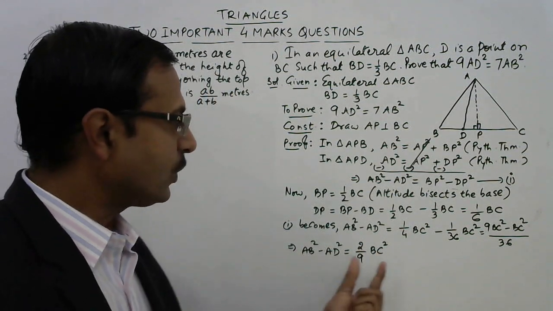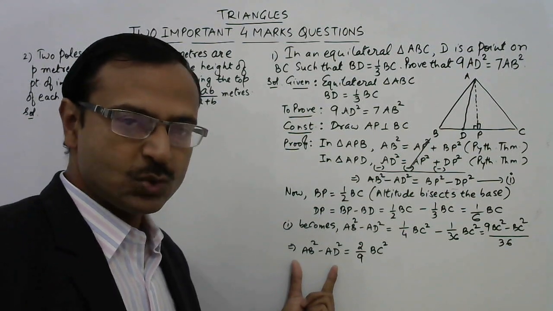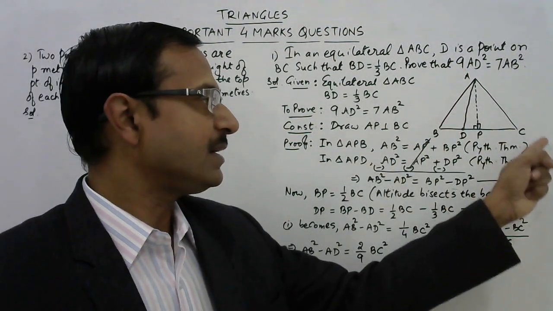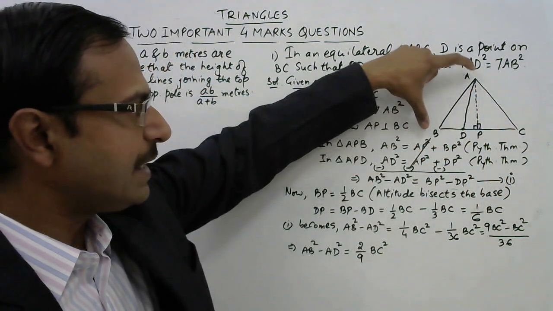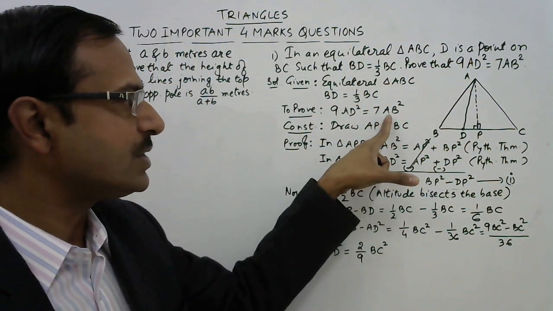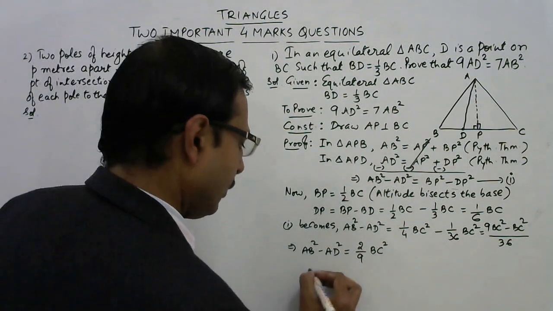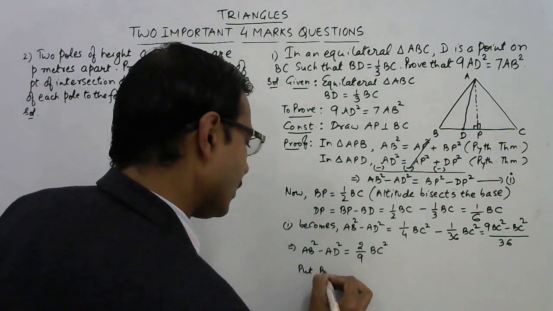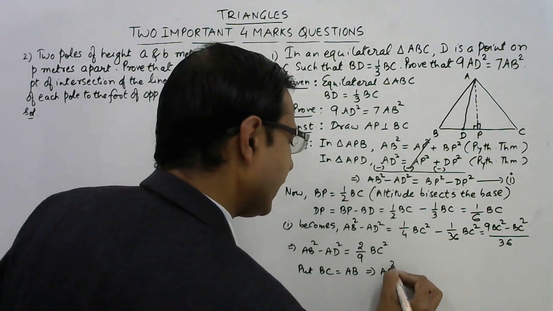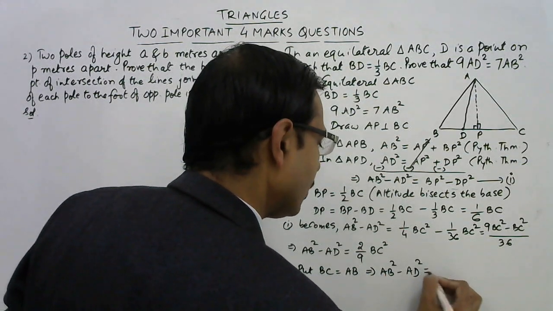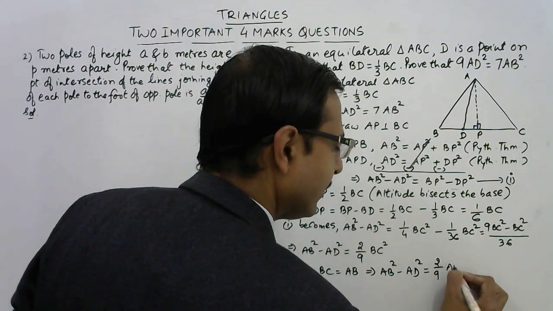And what next? We don't require BC also. We required only these two. Now see, since this is an equilateral triangle, the side BC is actually equal to the side AB. That's what I require in the question, AB. So now put BC equal to AB. That will give you AB square minus AD square as 2/9 AB square.